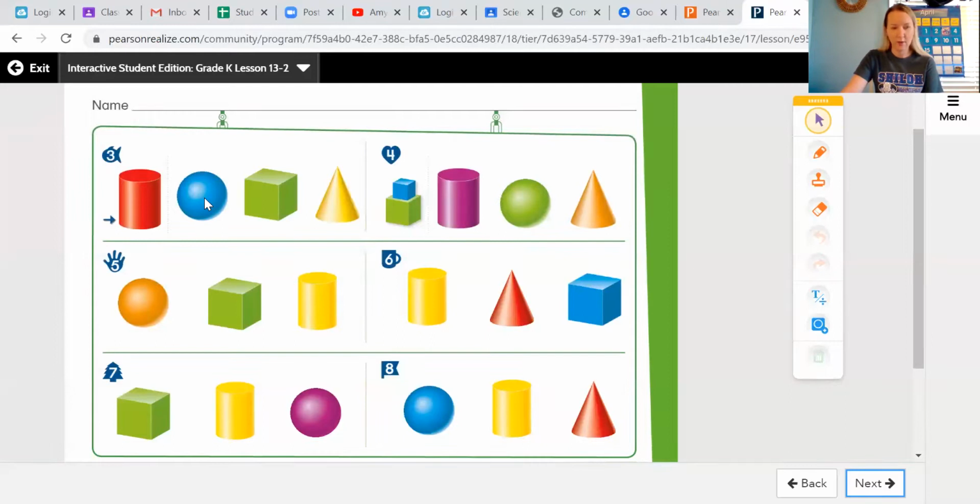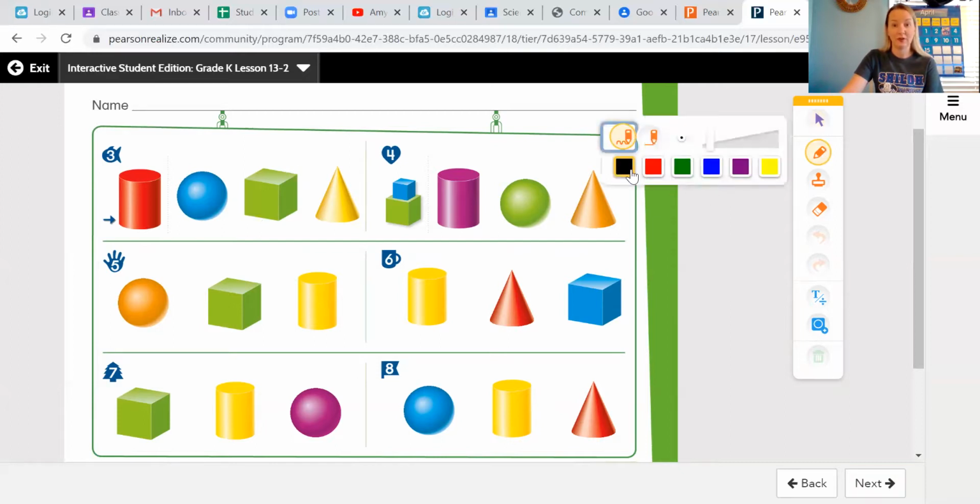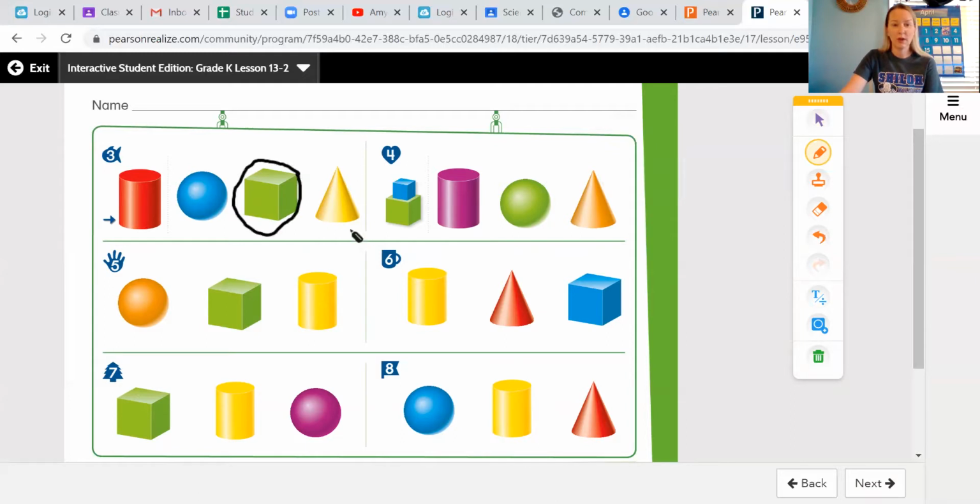Nope, we can't circle that one. Does a cube have a flat edge? Yes, it has a lot of flat edges, so we are going to go ahead and circle the cube. What about the cone? Does the cone have any flat edges? Sure does, right on the bottom, so it can slide on that flat edge.